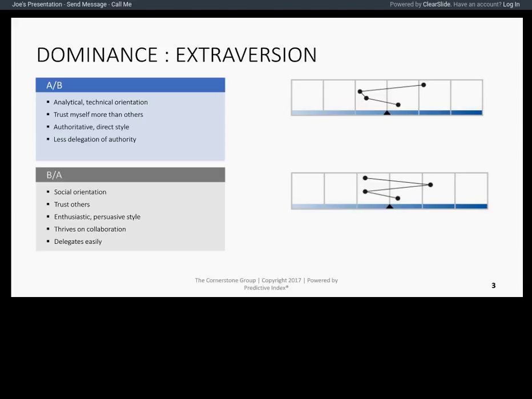details. On the flip side, when someone is high in extroversion and low in dominance, so high B, low A, we're talking about someone who's very social in their orientation. They trust others. They're really enthusiastic and persuasive in the way they communicate. They get a lot of confidence from collaboration, and they tend to delegate more easily to other folks in the process, again, because they trust other people rather quickly. So again, that's a run through on dominance and extroversion.